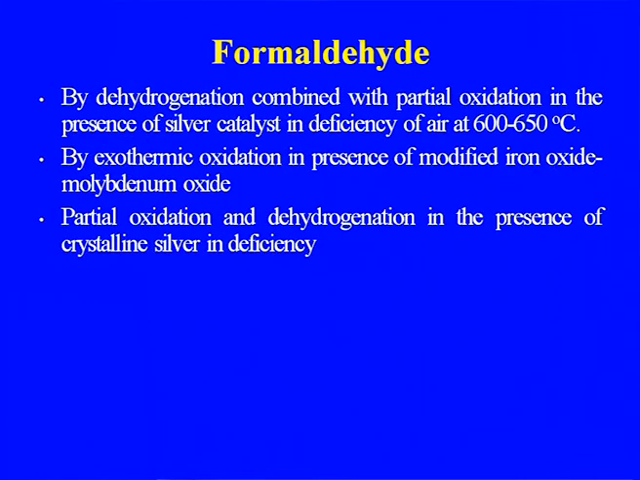By dehydrogenation combined with partial oxidation in the presence of silver catalyst, this is the process we are using for making formaldehyde from methanol. By exothermic oxidation in the presence of modified iron oxide molybdenum catalyst, or partial oxidation and dehydrogenation in the presence of crystalline silver catalyst, because both the molybdenum and silver catalysts have been used in the process.